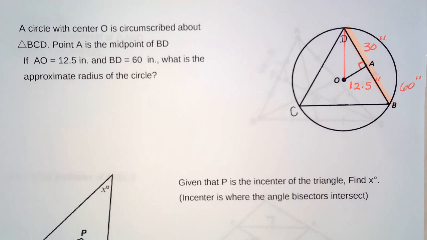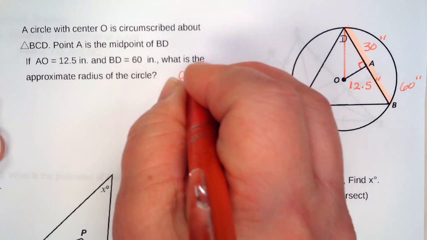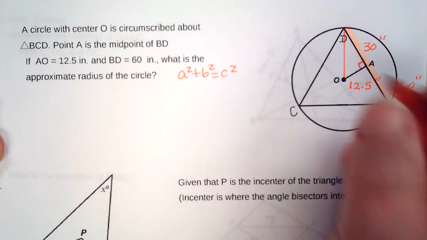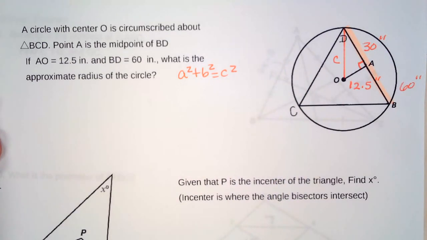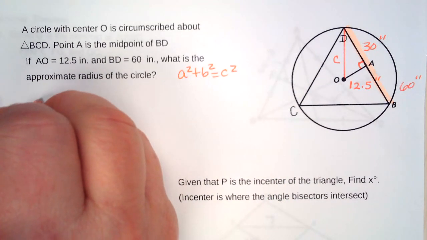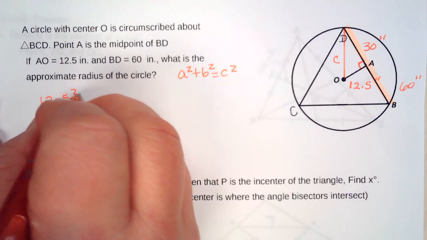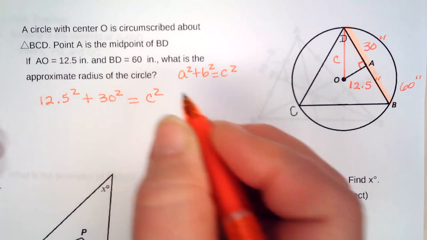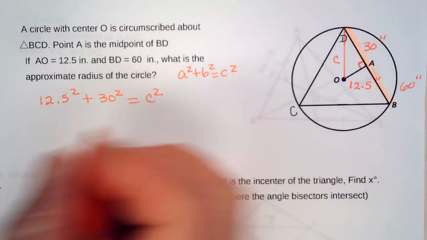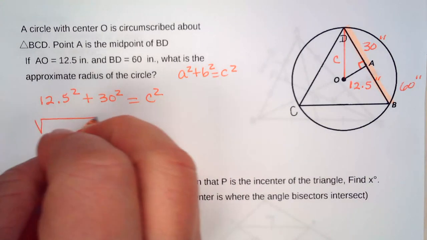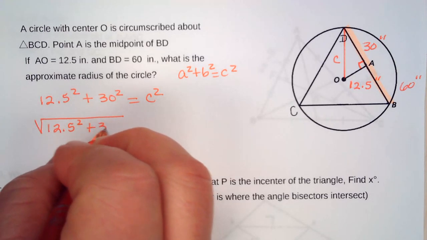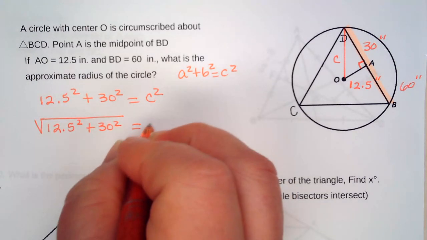The Pythagorean theorem is the correct answer. A squared plus B squared equals C squared. And I know that I'm looking for my C. 12.5 squared plus 30 squared equals C squared. The opposite of squaring is taking the square root. The square root of 12.5 squared plus 30 squared will give me C.